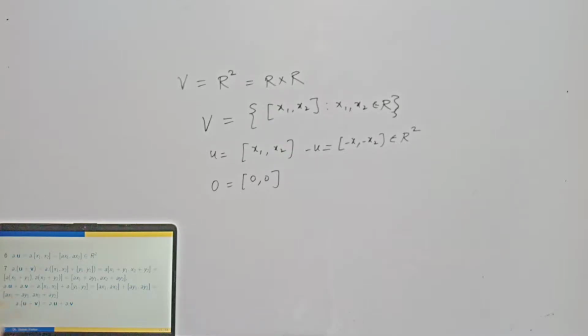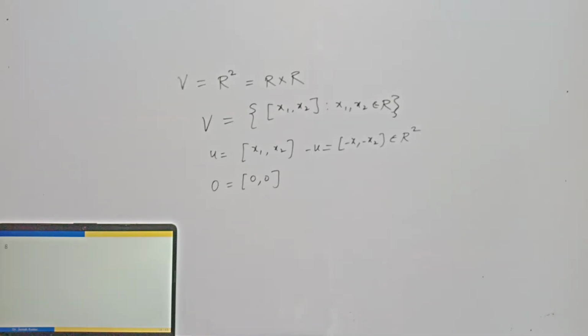One scalar, two vectors. It's kind of left distributive law, isn't it? Dot is distributive over addition. But of course, the numbers are different. This is a real number. These are vectors in R2.